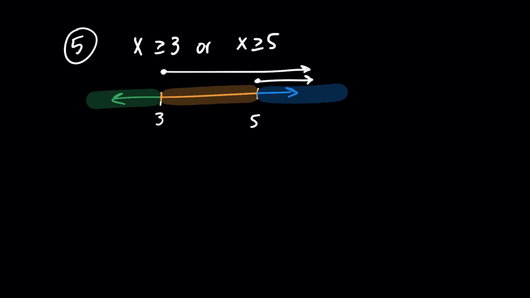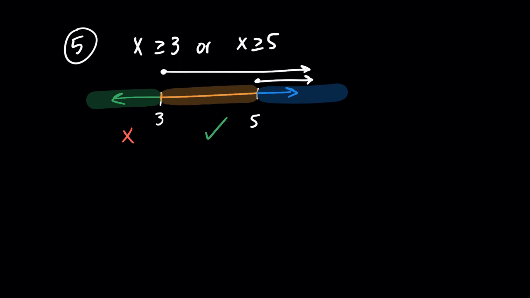What about stuff in the orange area? So what if I pick like 4? 4 happens to fall about right there. Is 4 greater than or equal to 3? Yep. Or is it greater than or equal to 5? It is not that. Now, here's the thing. 4 happens to satisfy this condition, but it doesn't satisfy this one. The nice thing is, it only needs to satisfy one of the conditions. So 4 is good. So anything in the orange area is actually good to go.